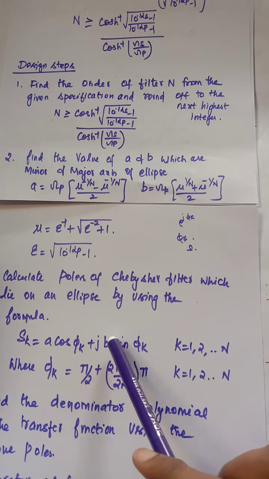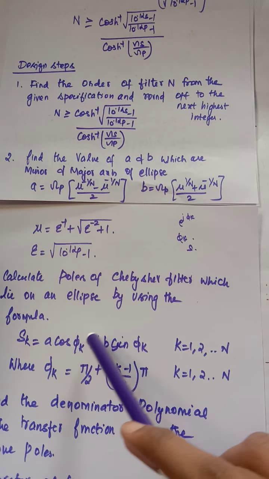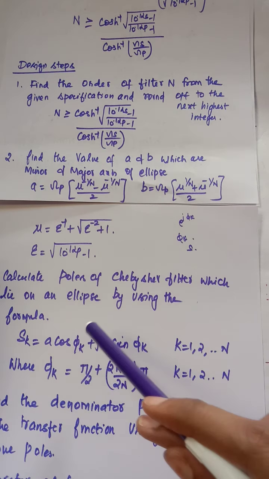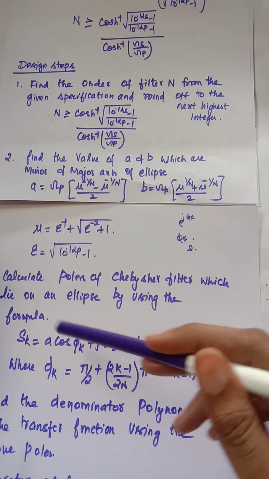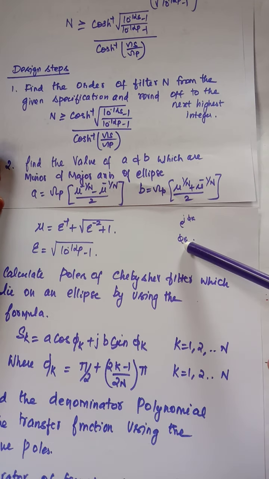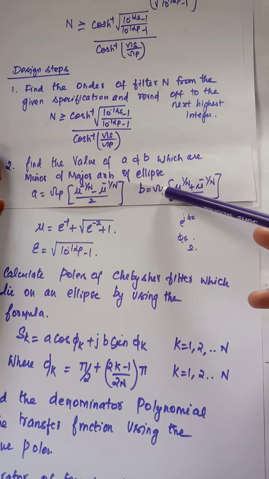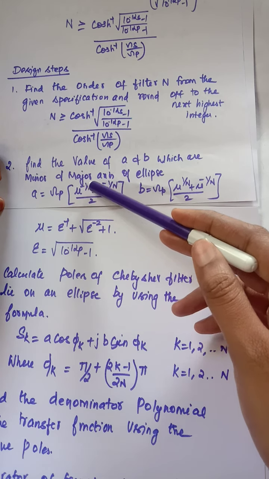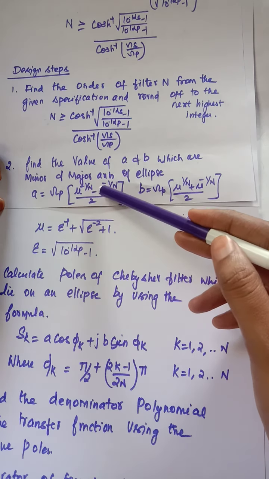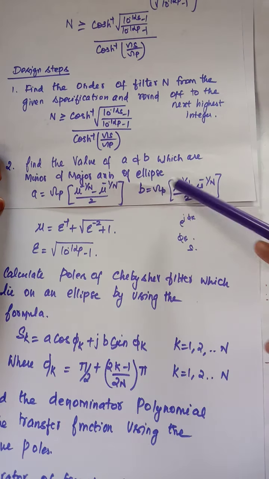Okay, so here we need to find out a and b, the major and minor axis of the ellipse, and the remaining steps are the same. Using this formula you are going to find out the poles, similar to the Butterworth filter. In order to find a and b, we use this formula: a is equal to Ωp times (μ to the power 1/n minus μ to the power minus 1/n) divided by 2, and for b the same thing, but instead of minus you will have plus.